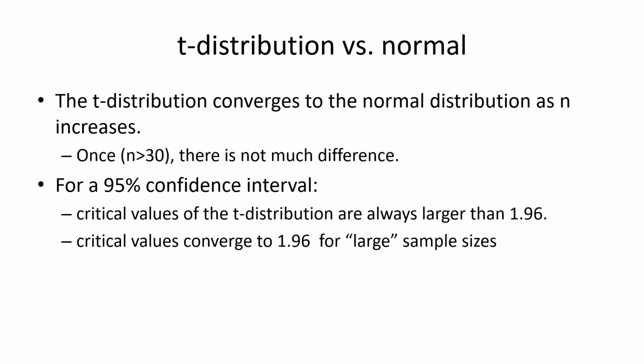For the 95% confidence interval, we know for the normal distribution, the critical value is 1.96. For the t-distribution, that critical value is always larger, so say 2.5. And as the sample size increases, the critical value goes down until in the limit it reaches 1.96.